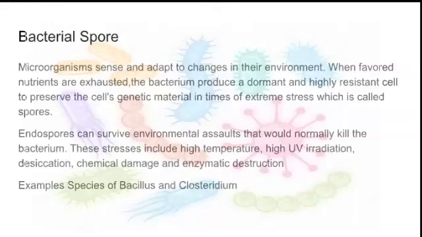So what happens when they get nutrients, they will start to become bacteria and they will survive again in the environment. So when there is no food, they convert themselves into endospores, and when nutrients are available, they convert themselves into bacteria.